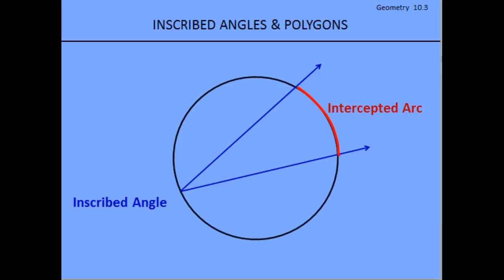Inscribed polygons. All right, so what is an inscribed angle? It's an angle that's inside a circle. It's that simple. And it intercepts, as it crosses the circle at each point, at 2 points. There is an intercepted arc that is formed.